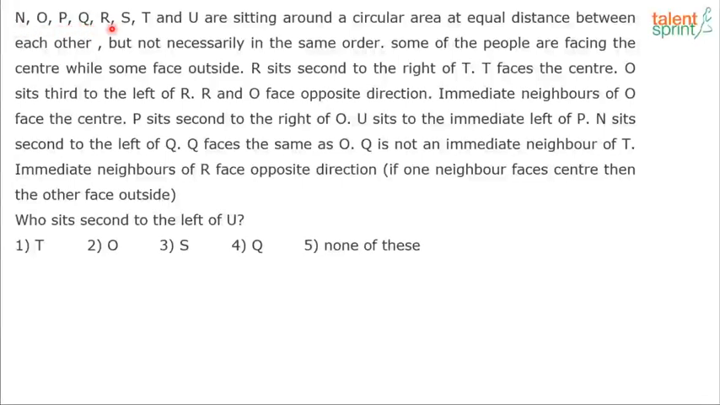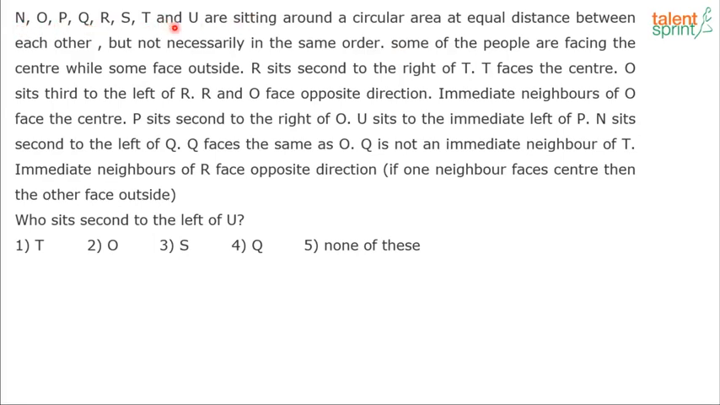N, O, P, Q, R, S, T and U are sitting around a circular area at equal distance between each other, but not necessarily in the same order. Some of the people are facing the center while some face outside. So this is the complex part, right? Out of these, how many persons here? 8 persons. 1, 2, 3, 4, 5, 6, 7 and 8.